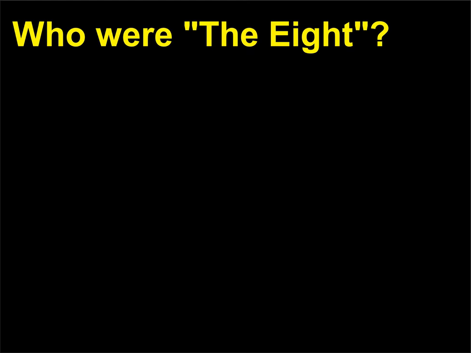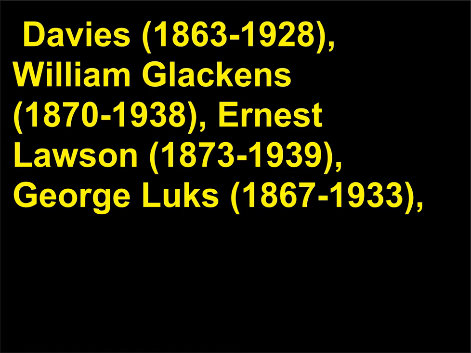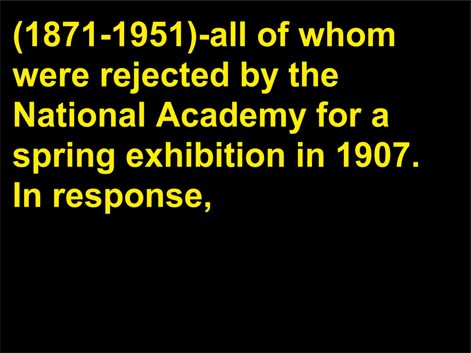The Eight was a group of American realist artists with diverse styles: Robert Henri, 1865 to 1929, Arthur B. Davies, 1863 to 1928, William Glackens, 1870 to 1938, Ernest Lawson, 1873 to 1939, George Luks, 1867 to 1933, Maurice Prendergast, 1858 to 1924, Everett Shinn, 1876 to 1953, and John Sloan, 1871 to 1951, all of whom were rejected by the National Academy for a spring exhibition in 1907.